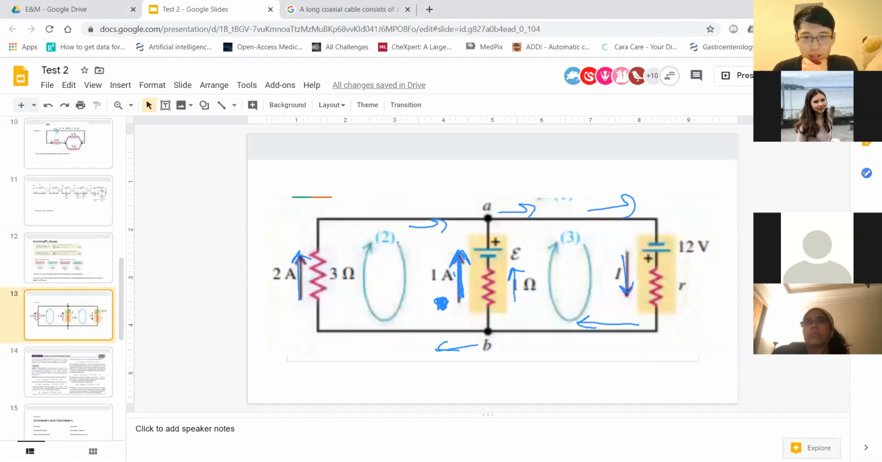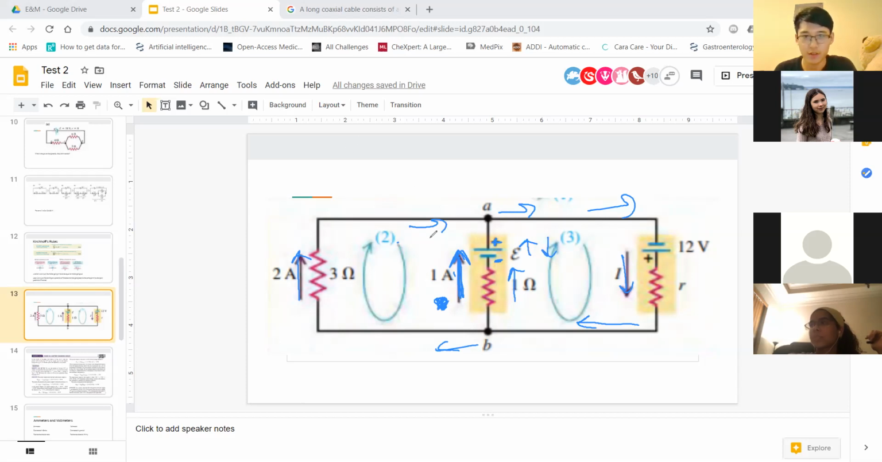Basically, if you have a voltage difference and you're traveling in a direction, let me get my pen. Voltage differences always point from negative to positive. So this is the negative side of the voltage difference, and this is the positive side. If you're traveling in the opposite direction of this voltage difference, that's a negative voltage, okay?